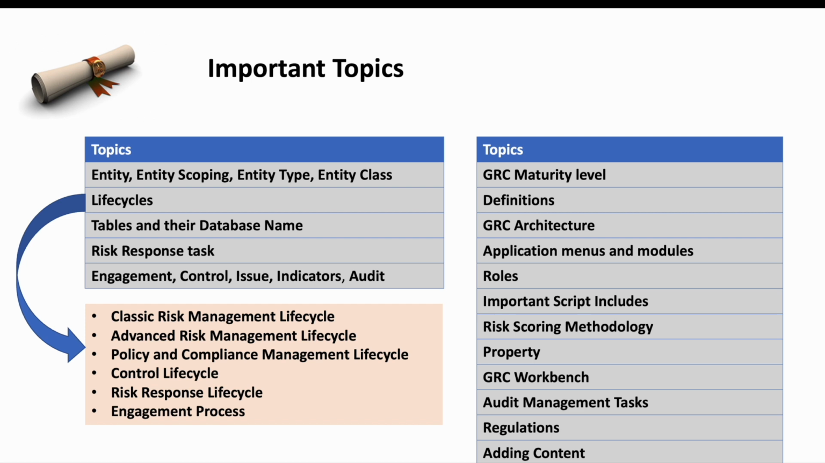Then we have roles. So just go through all important GRC roles. We have several risk and compliance roles. You should know which role can perform what activities. For example, the minimum role required to create a risk or compliance or policy, or maybe the role required to move a risk from review to monitor state. You can expect a good number of questions from roles and their capabilities.